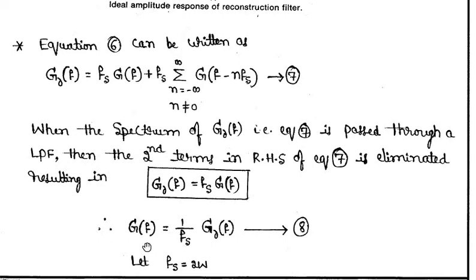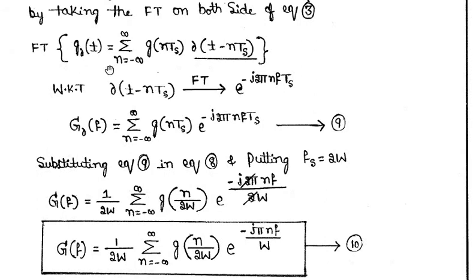So G of f is obtained. If I take the inverse Fourier transform, I will get g of t. I know what is fs, which is 2W, which I have substituted in my expression. But the next question comes, do I know what is G delta of f? So for that, I need to refer to my time domain analysis where I have g delta of nTs. You can see here in the time domain analysis we have seen g delta of t is g of nTs delta of t minus nTs.